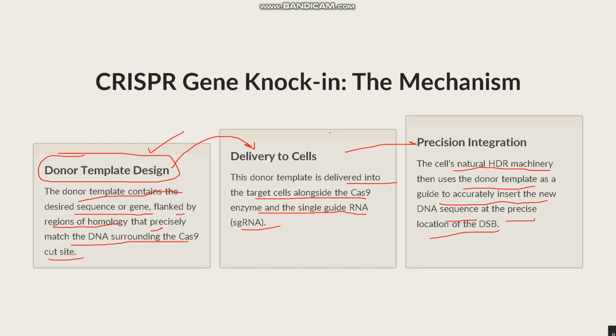and then the natural system of homologous directed repair uses the donor template as a guide to accurately insert the new DNA sequence at the precise location of the double-stranded break, where the double-stranded break actually happens.